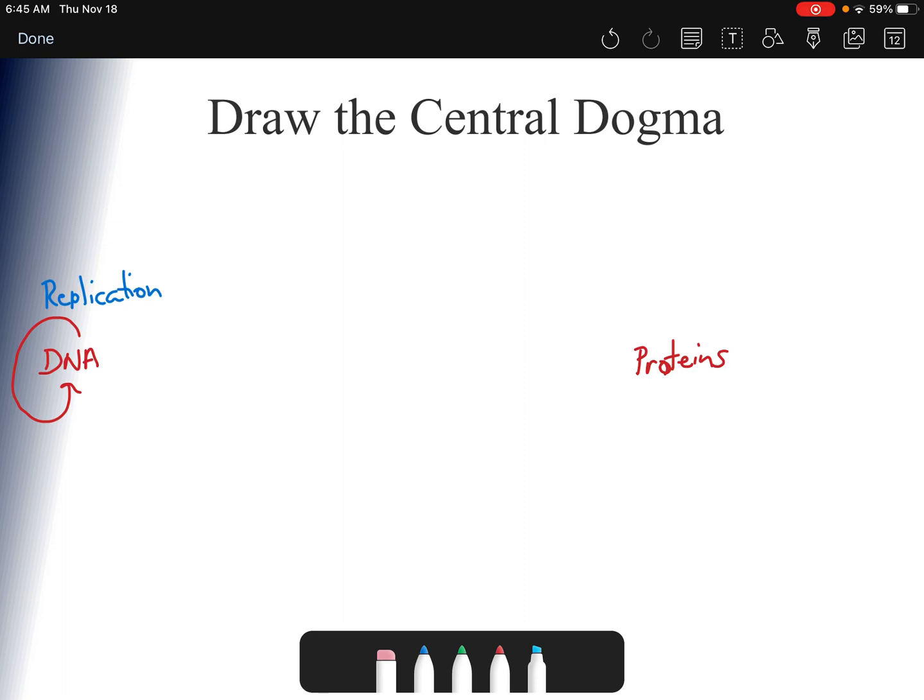But DNA is always found in the nucleus, and proteins are made on your ribosomes. So we have a little dilemma. DNA has a code, but it has to stay in the nucleus, and proteins are over here made on the ribosomes. We need a different molecule that's going to help us out, and that different molecule is RNA.